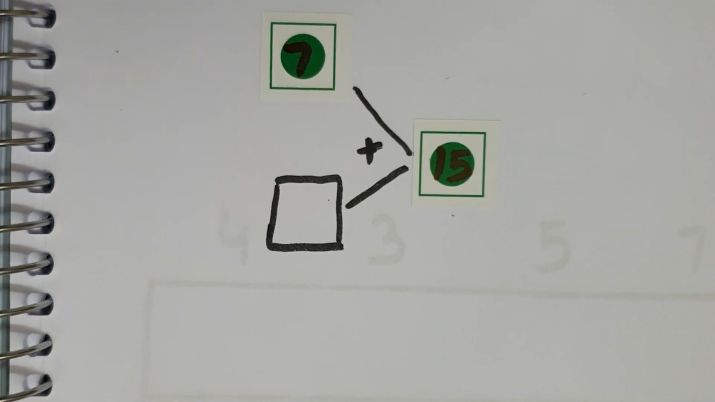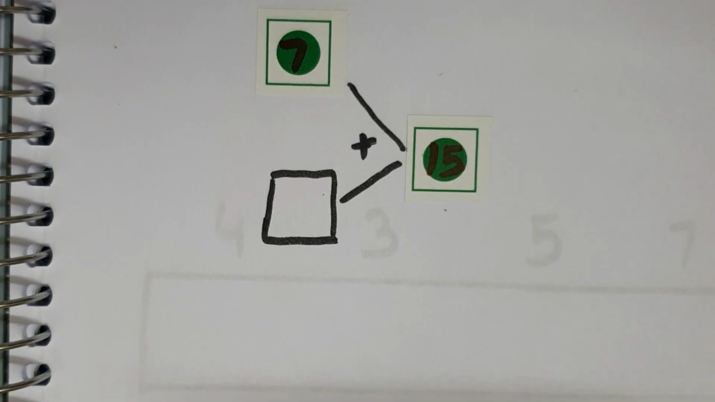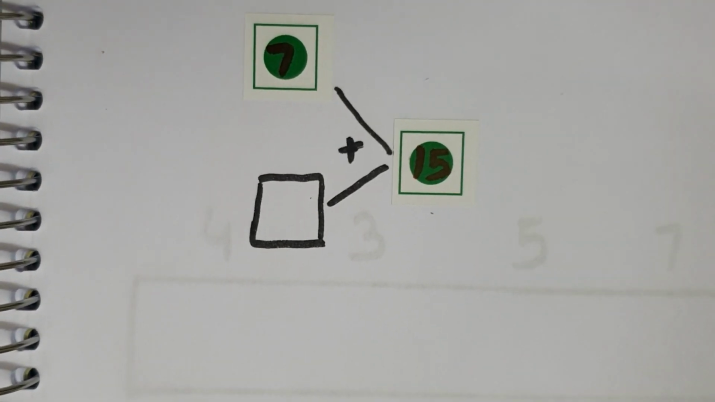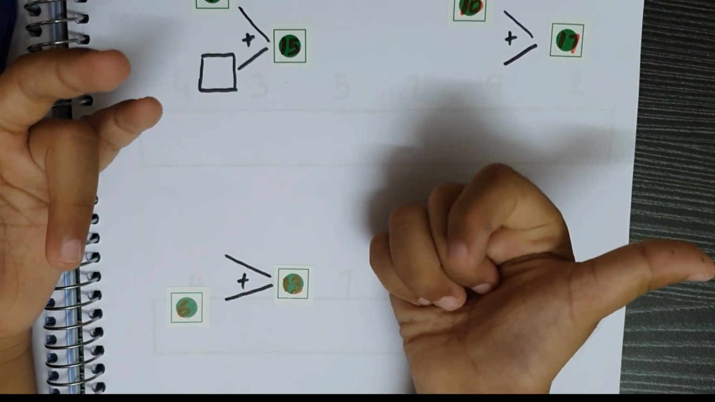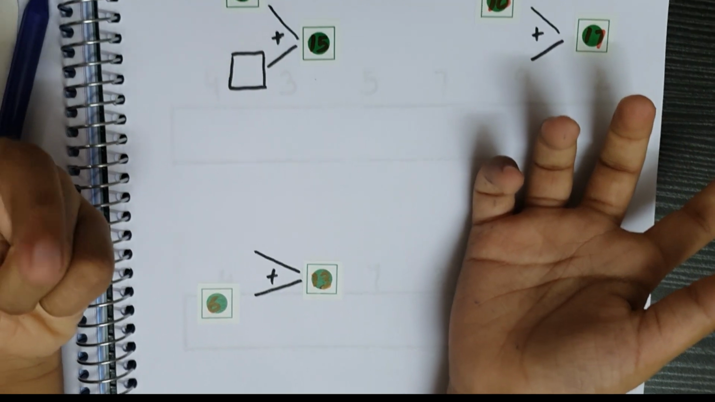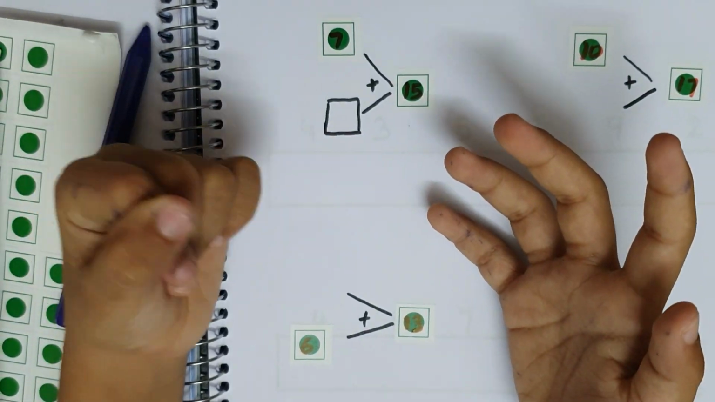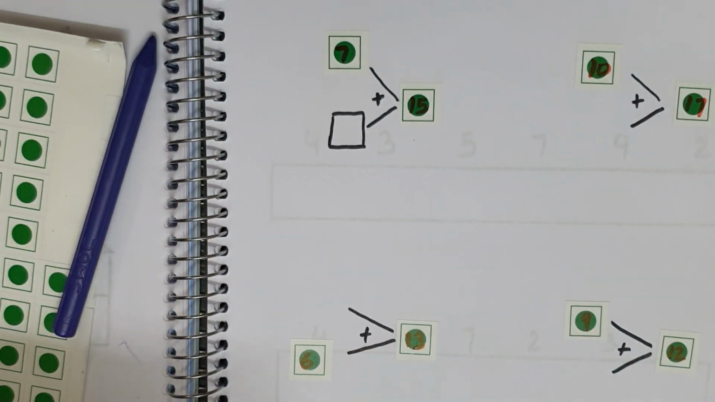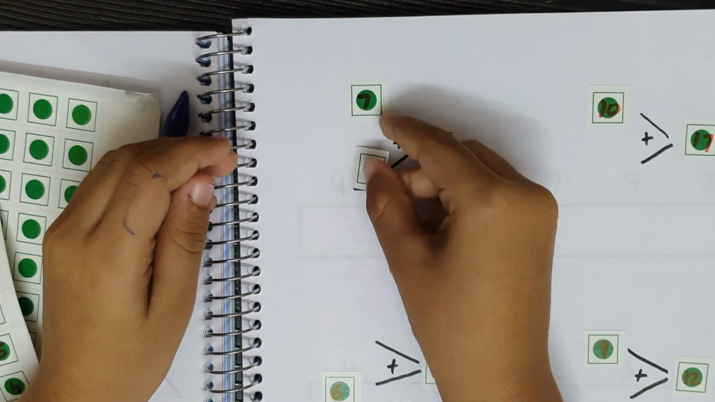So keep your 7 in your mind. Okay. And start counting with your fingers. 8, 9, 10, 11. Stop when 15 comes up, okay? 8, 9, 10, 11, 12, 13, 14, 15. So how many numbers are there on your hand? 8. So the answer is 8. So it's 7 plus 8 is 15. Can you find an 8 sticker?